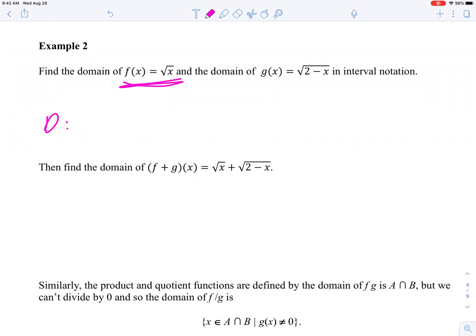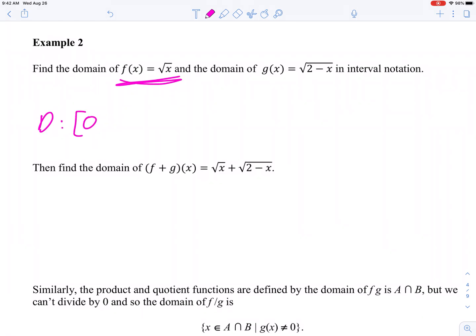But are we allowed to take the square root of 0? Sure, right? The square root of 0 is 0. And are we allowed to take the square root of any positive number? Yes, of course. So we're going to say the domain is 0 included to infinity. All right?